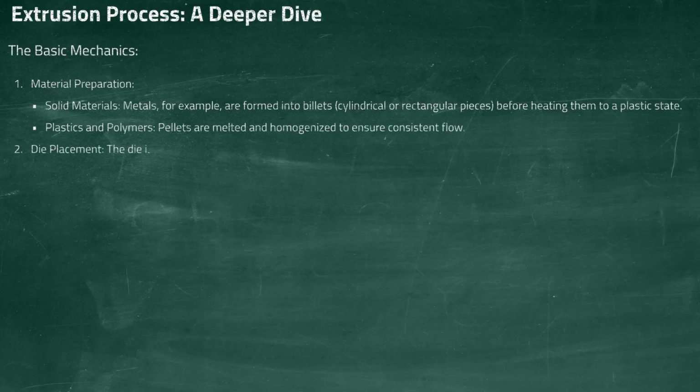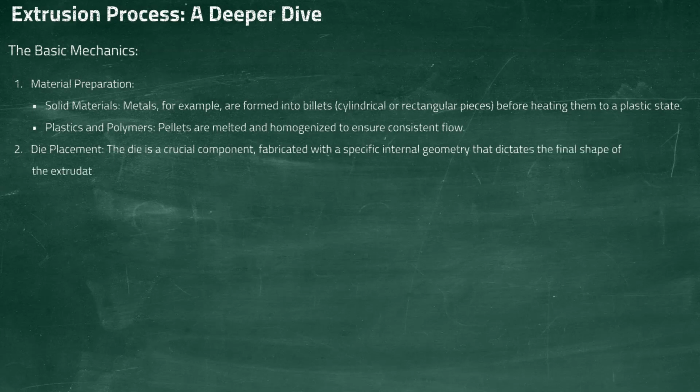Step 2. Die placement. The die is a crucial component, fabricated with a specific internal geometry that dictates the final shape of the extrudate. It is securely mounted in the extrusion equipment.